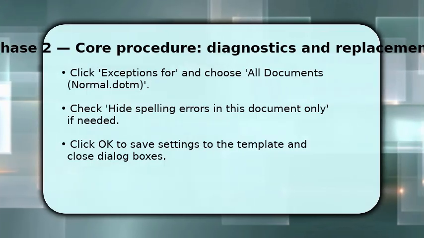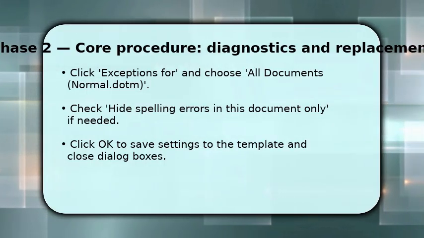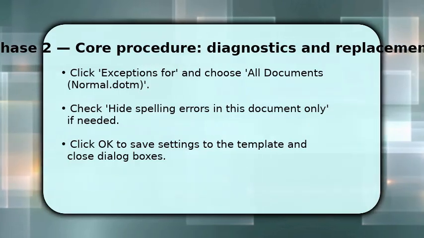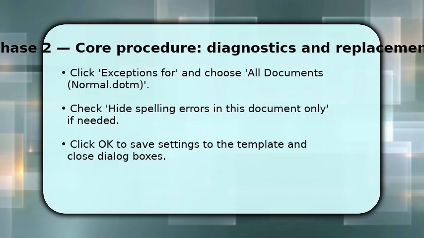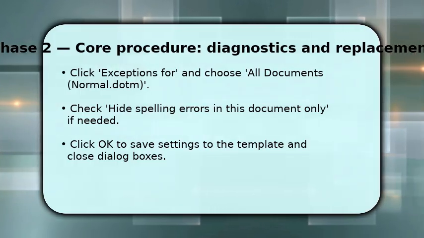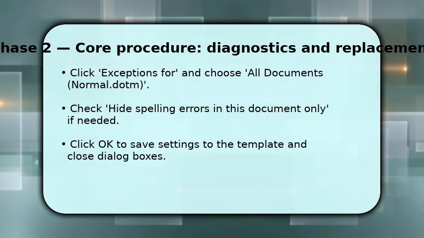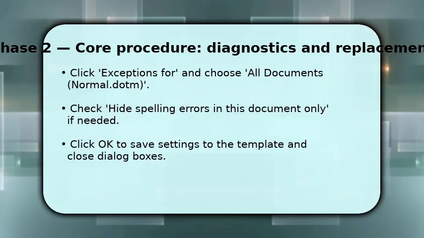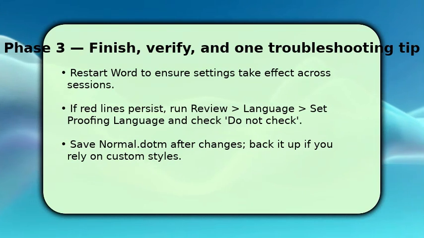Then, check hide spelling errors in this document only when you need one-off suppression. Make sure to click OK to commit changes and close all dialog boxes. This step prevents Word from reverting to its prior behavior when you create or open new documents. Finish by restarting Word so the new preferences and template updates load cleanly.